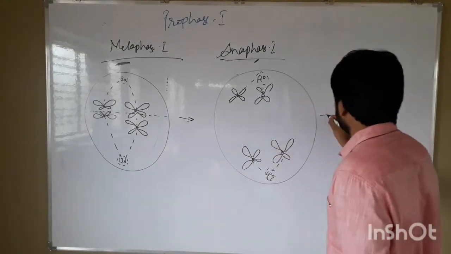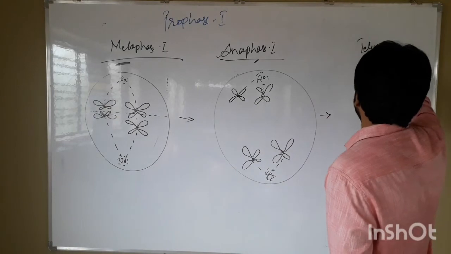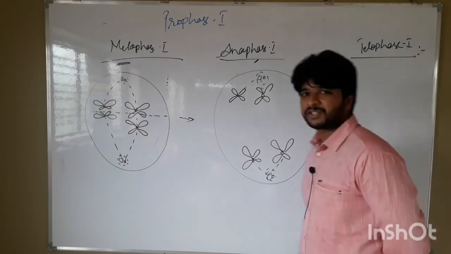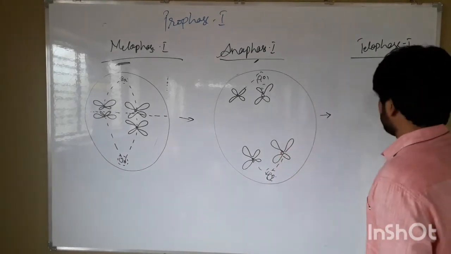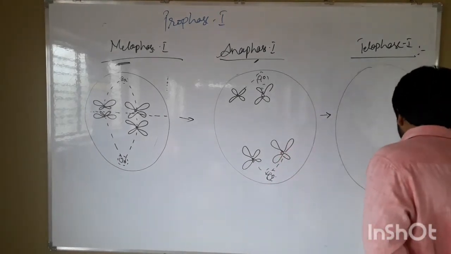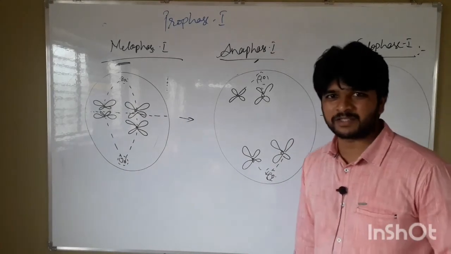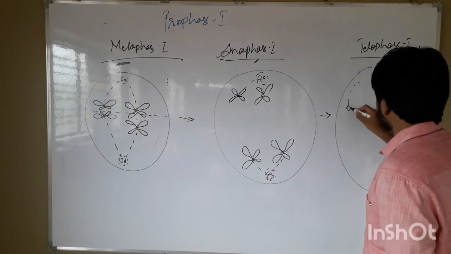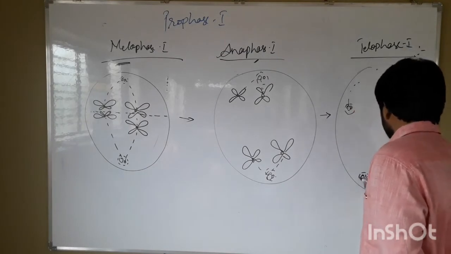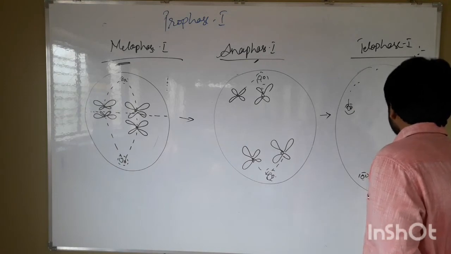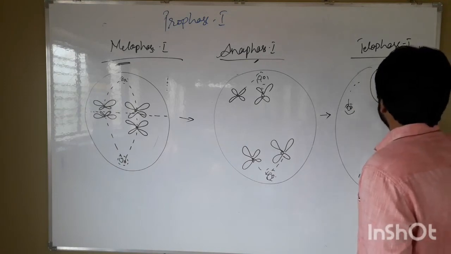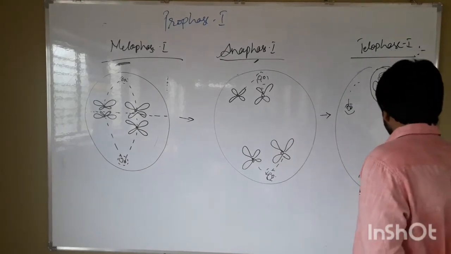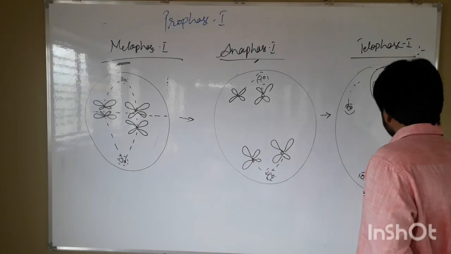Then the cell enters the next stage called telophase 1. As I told, during telophase 1, a reversal of prophase events takes place. Centrioles come to their original position. Nuclear membrane and nucleolus start to reappear. Decondensation of chromosomes takes place.